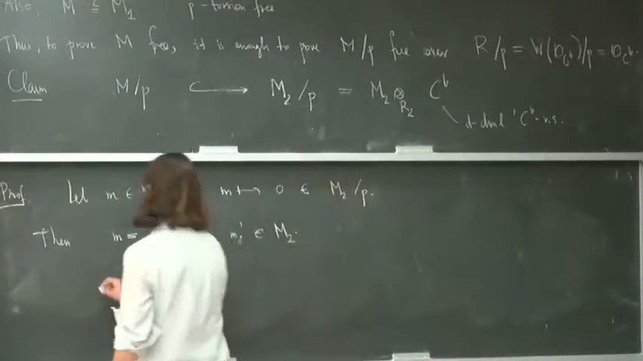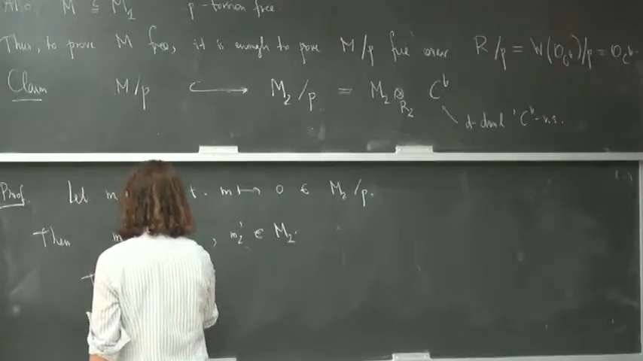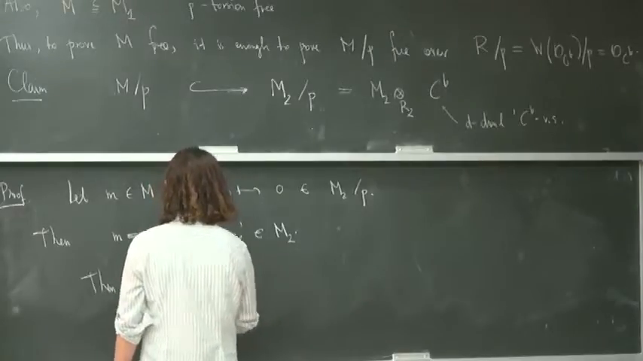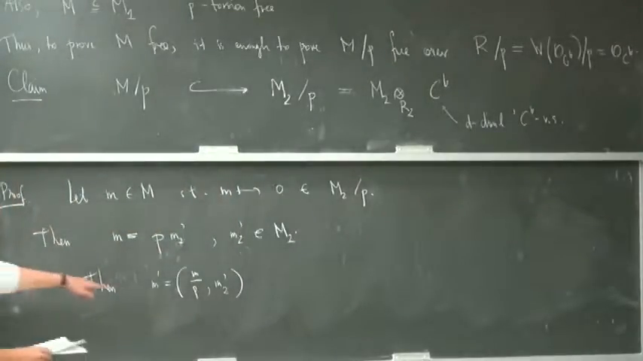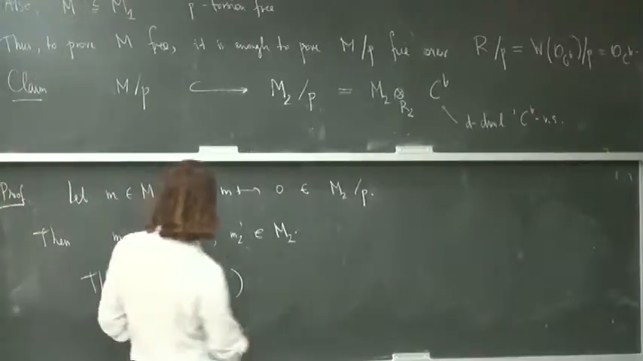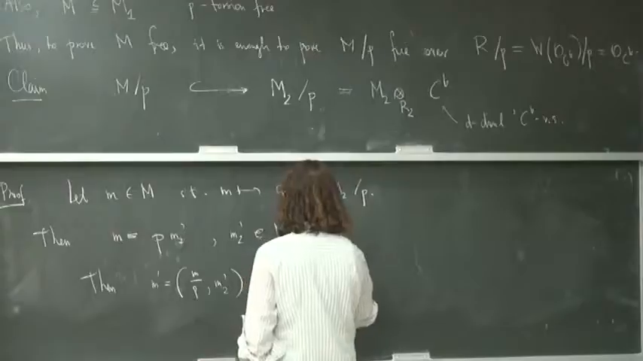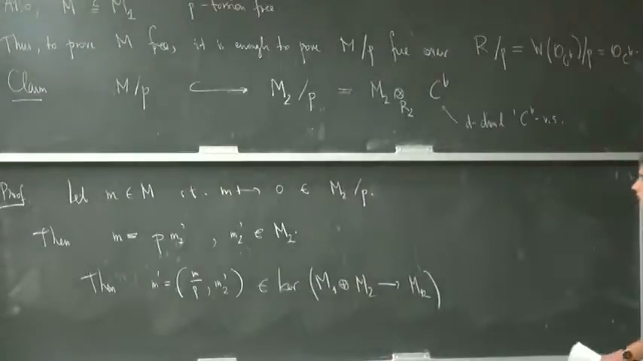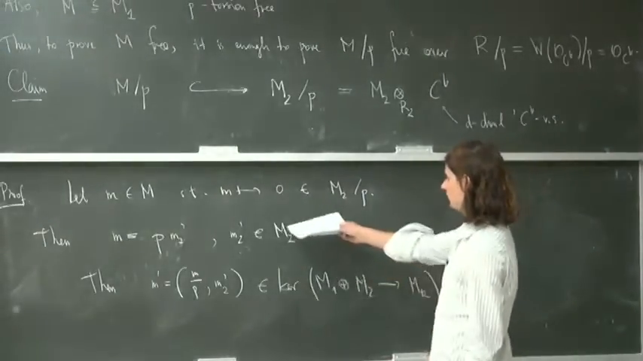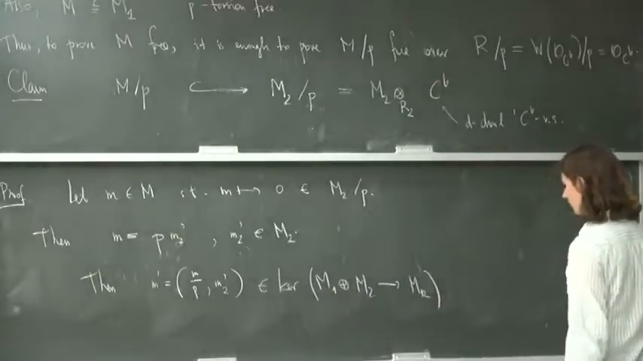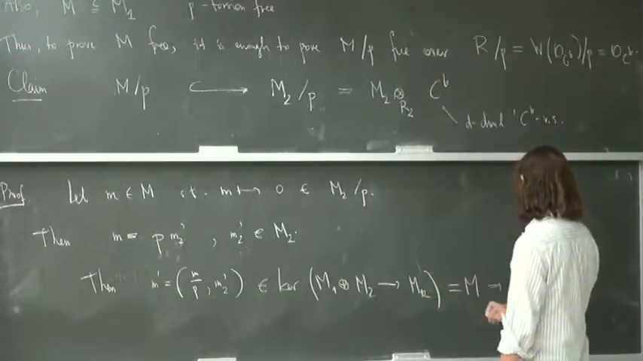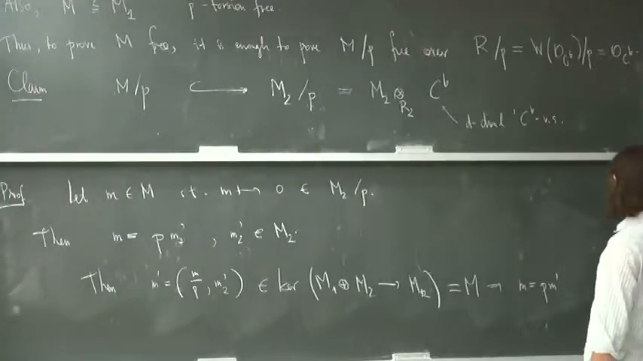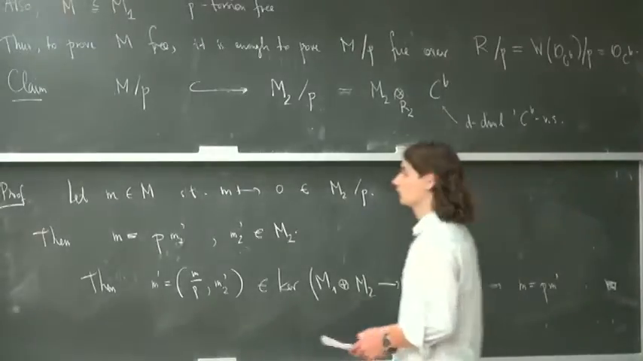And then m prime, which I define to be m over p, and m2 prime. So in R1 I can invert p, so that's well defined there. So that lies in the kernel of M1 plus M2 to M12. So in M2 I can divide by p by assumption, and then on the other side I can always do it. And so that was m. And so this implies that m is equal to p times m prime, which gives the claim. Okay.